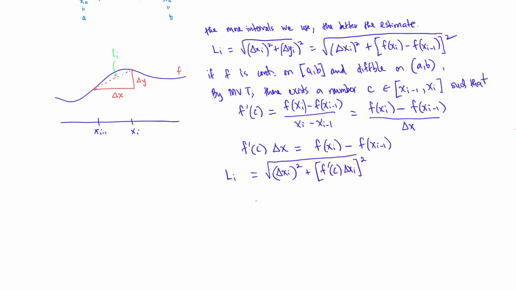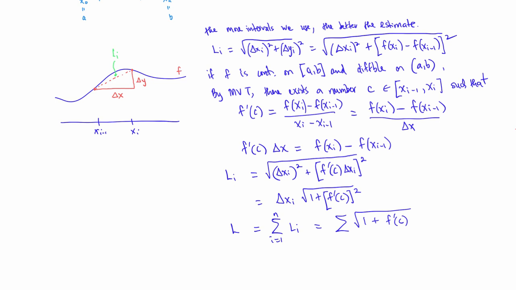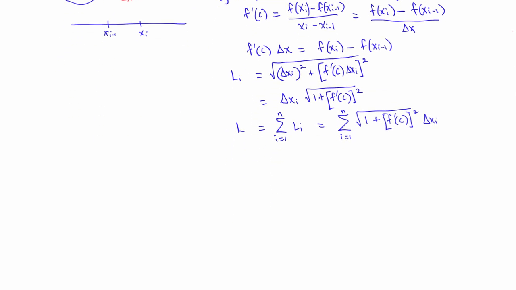Delta x is delta x_i because we use the same width. We factor out the delta x_i squared and move it outside of the square root. The result is delta x_i times the square root of 1 plus f prime of c squared. The total length is the sum of all of these length segments. The total length is therefore the sum of the square root of 1 plus f prime of c squared times delta x, where c is any number in each of the intervals.